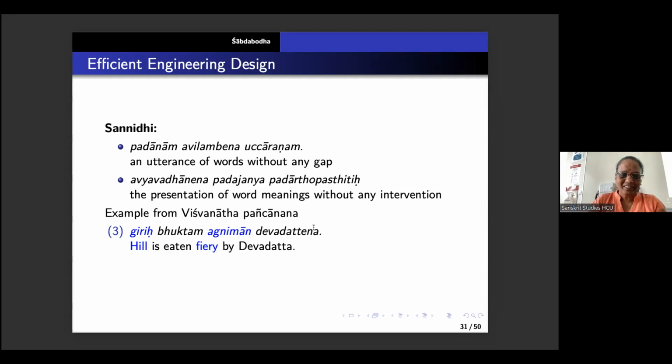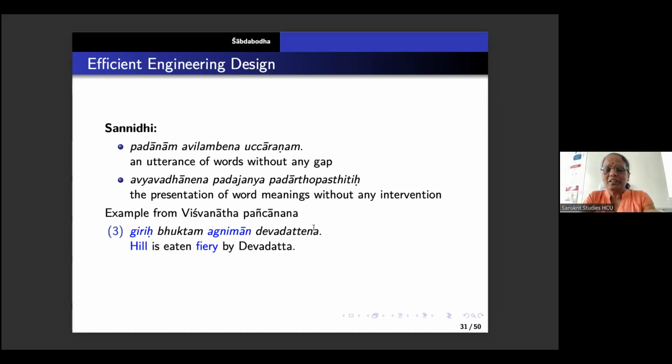That's poetry. That's fantasy. Oh, okay. Devadattena bhuktah girihi agniman. So you want, fine. The hill eaten by Devadatta is fiery. This is what you want to say. Fine. Fine.